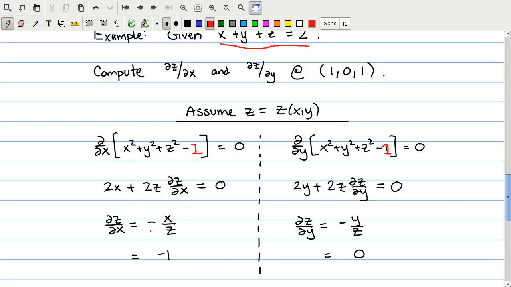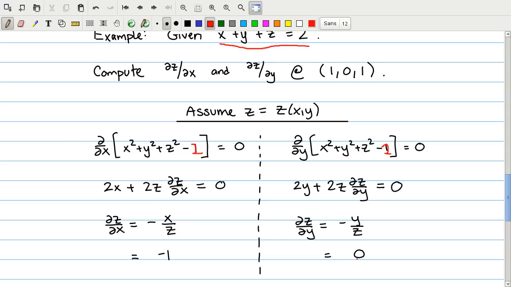You can see that in practice, it's even simpler than the generic formulas that we had on the previous page. You just write down the equation, and you take partial derivatives, being sure to use the chain rule if one of the variables is assumed to be dependent on the others. Similarly for y, partial derivative with respect to y of the whole equation, we get 2y plus 2z, partial z, partial y, using the chain rule. And then we solve for dz dy, negative y over z. Here, y is 0, and so we get 0.